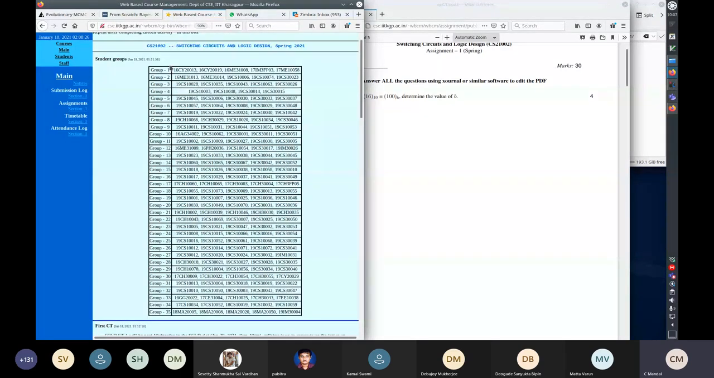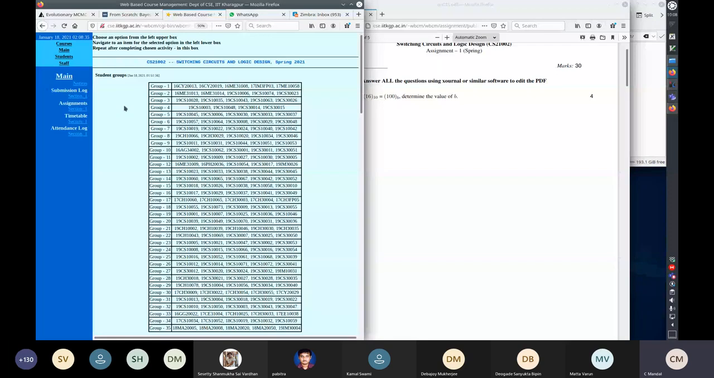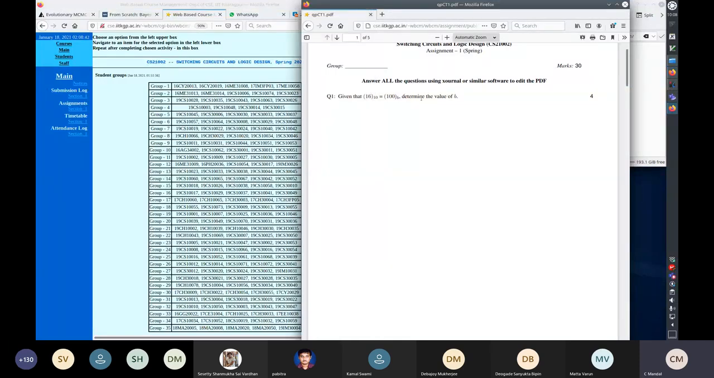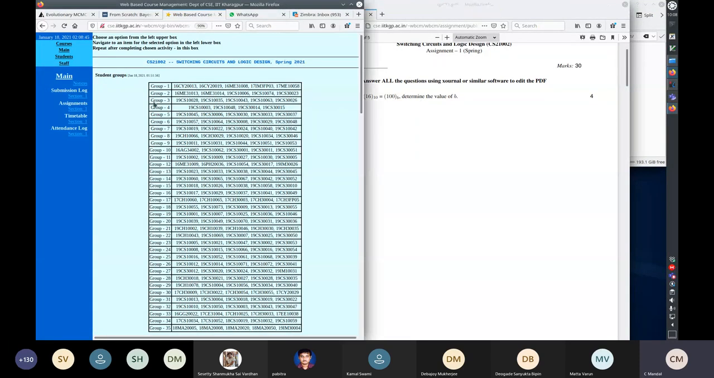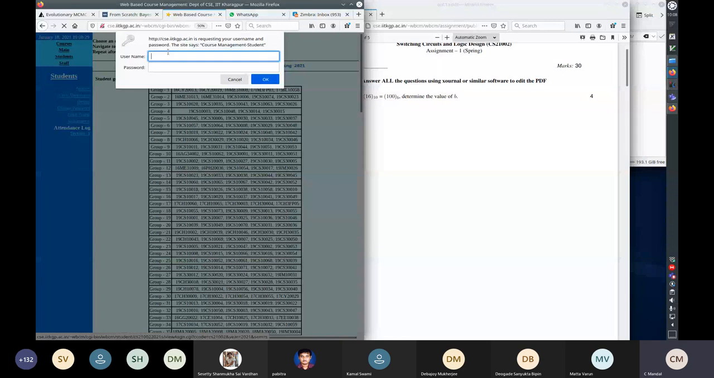So in case anyone is left out or if there is any problem, you can. And very important is everyone should check that you are able to log in, because to submit your answer to the class test, you have to log into WBCM. So please ensure that all of you in the theory especially you can log in. If you have a login problem, to log in you should click on students and then you should click on assignments. You'll be asked to log in.